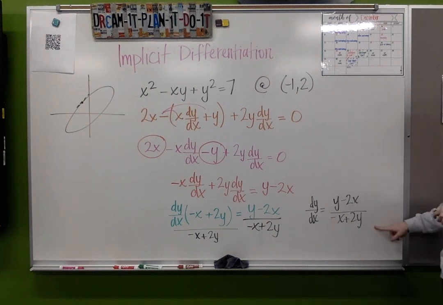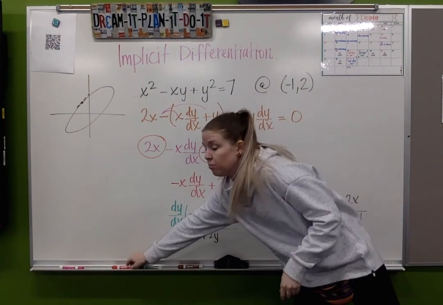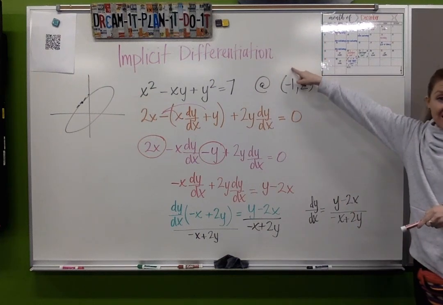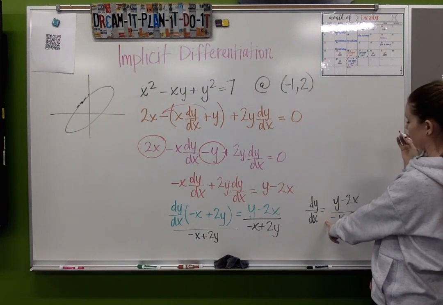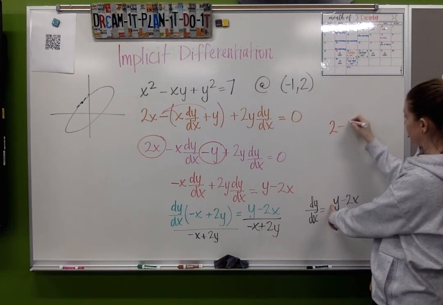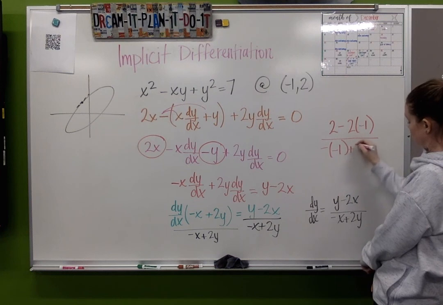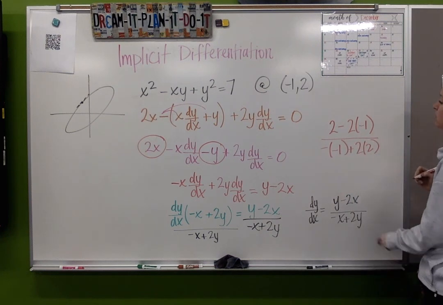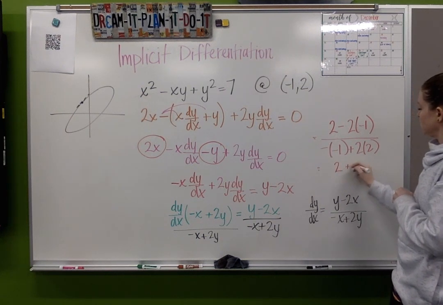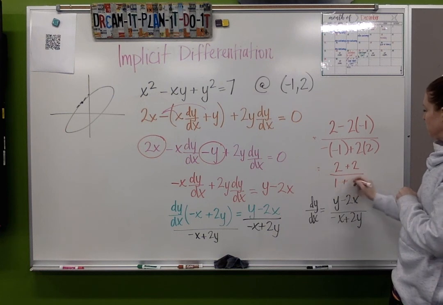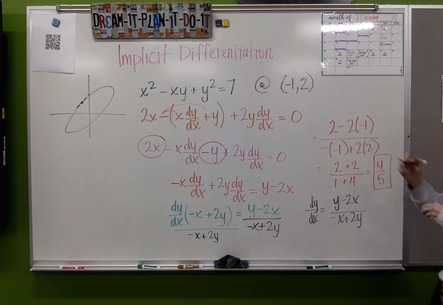If this is my derivative, I want to know the slope at the point (negative 1, 2). So my final step, I'm going to plug in x and y to find that slope. So I'm going to plug in 2 for y, negative 1 for x, this is going to give me (2 plus 2) over (1 plus 4). And I'm going to get 4/5 as my slope.